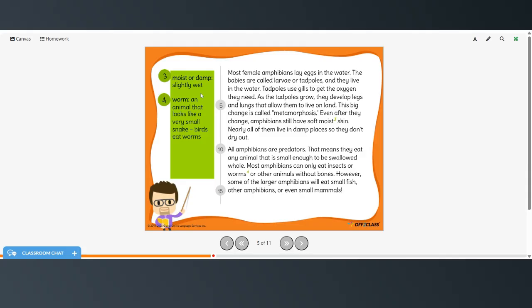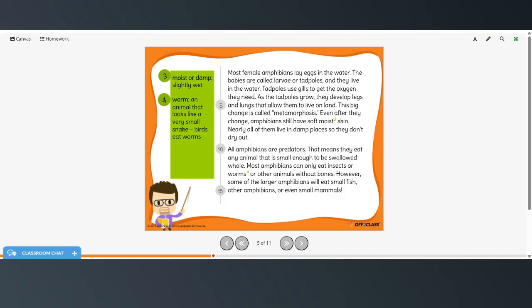Moist or damp means slightly wet. A worm is an animal that looks like a very small snake. Birds eat worms. Most female amphibians lay eggs in the water. The babies are called larvae or tadpoles, and they live in the water. Tadpoles use gills to get the oxygen they need. As the tadpoles grow, they develop legs and lungs that allow them to live on land. This big change is called metamorphosis.